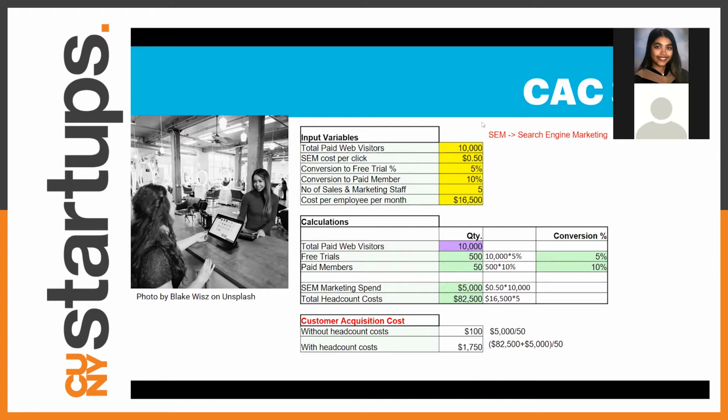So if we assume that you had 10,000 visitors to your website, and your search engine marketing cost per click, which he just talked about now, which is great, it's a great lead-in, costs you 50 cents for every click that you got. Then he also talked about conversion, right? The return on ad spend. How much money did he make?